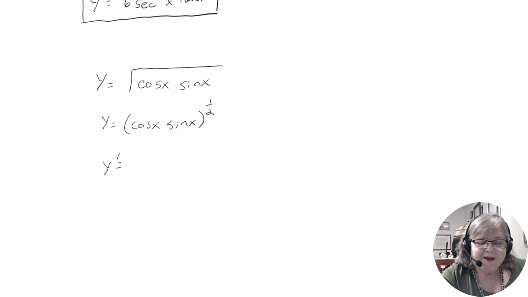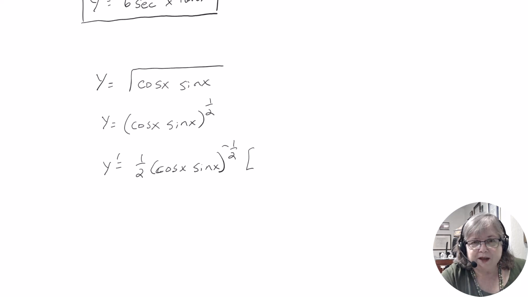So here we go. The outside is a power, so you bring the power down, leave the inside alone. Take 1 off the power, loop back in, and take the derivative of the inside. And the derivative is this product right here. So it's the first times the derivative of the second, and the derivative of sine is cosine, plus the second times the derivative of the first, and the derivative of cosine is negative sine.